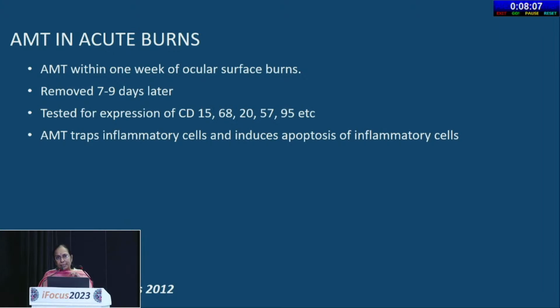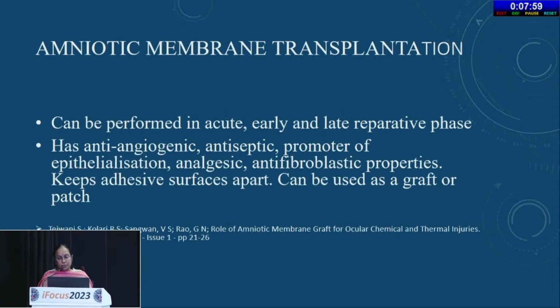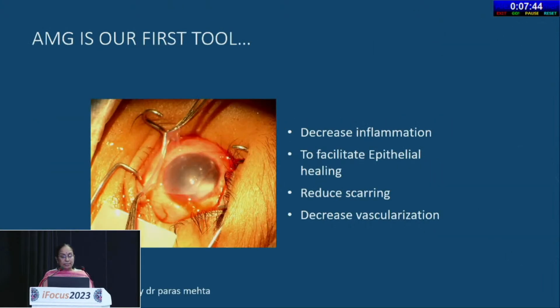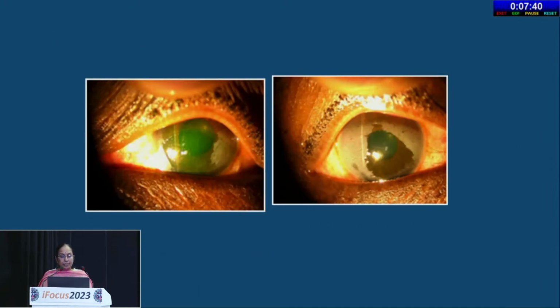You want the epithelial side up, the lower side. If you pinch it up, it's like vitreous, so you don't use that side up. It traps the inflammatory cells and induces apoptosis. So you can use it in acute, early reparative and late reparative phases. It has anti-angiogenic properties, antiseptic properties, promotion of epithelialization, also analgesic, and you can use it as a graft or as a patch. So AMG is our first tool.